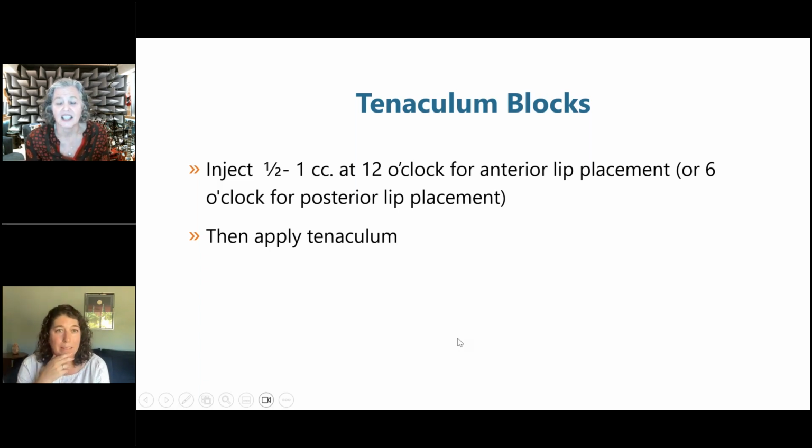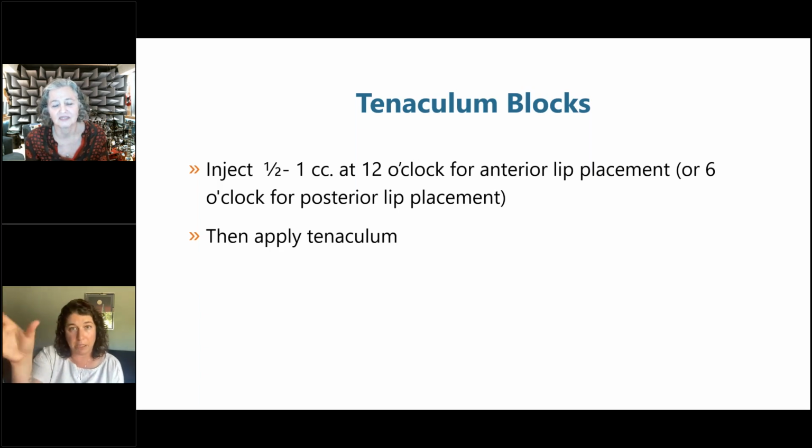All right, so this is, yes, go ahead. I was just going to say, with tenaculum blocks, at a bare minimum, if you're already placing IUDs, you certainly can do a tenaculum block. Patty and I always say, if you can do an IUD, you can certainly also do a paracervical or an intracervical block. The skill set is not any more difficult than what you're already doing. It involves injecting 0.5 to 1 cc of lidocaine if you're doing an anterior lip placement, or if you're doing a posterior placement at 6 o'clock, prior to applying the tenaculum.